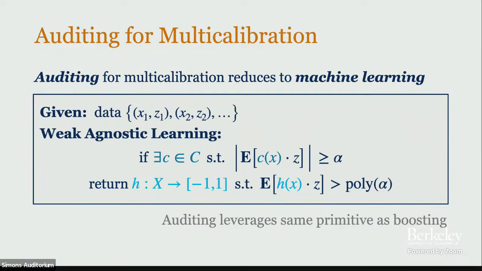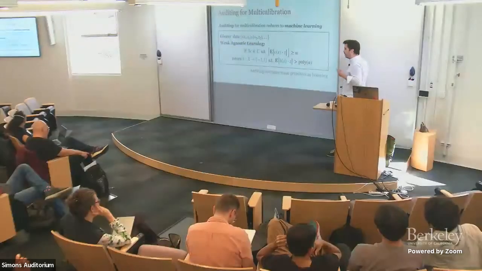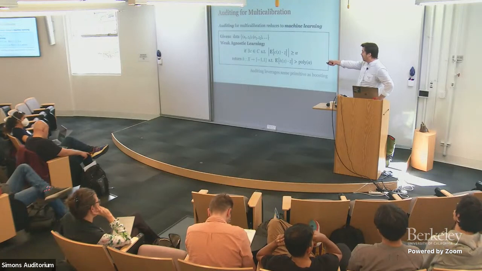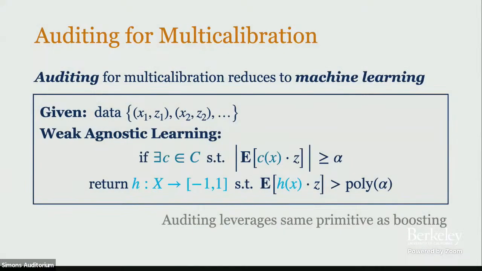The key insight here is that we can reduce this auditing problem, auditing for multi-calibration, to a certain standard machine learning problem. This is the so-called weak agnostic learning problem, where we're given data. I'm labeling it by Z now, just to indicate that it could be something as a function of Y, a function of your current predictions. And we're saying that if there exists some C in our class such that there's significant correlation with the Z labels, correlation at least alpha, then you need to return me a hypothesis that gets at least polynomial in alpha correlation. It's a correlation detection problem, and it's a promise problem: if there's a significant violation, find me something with slightly less significant violation.